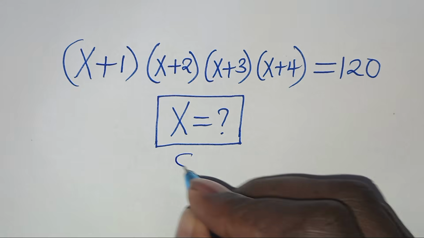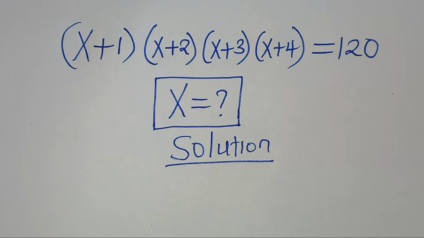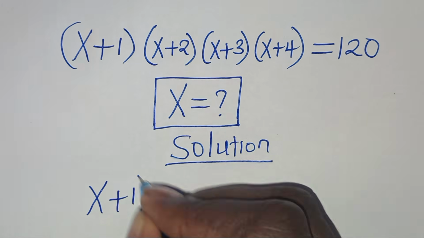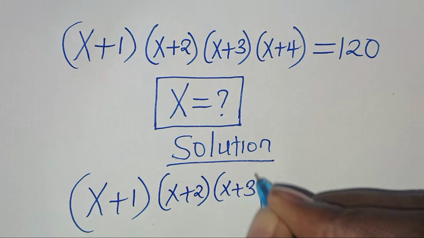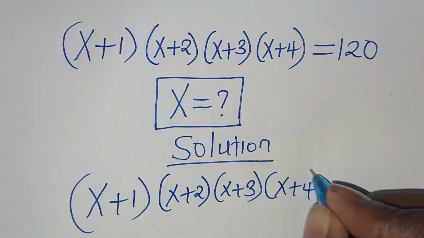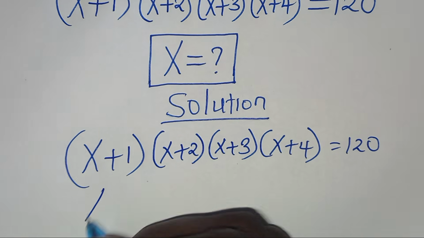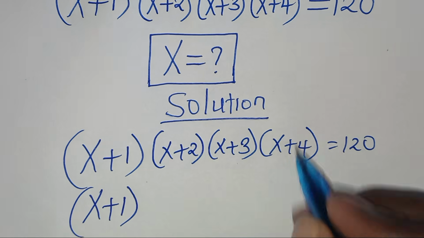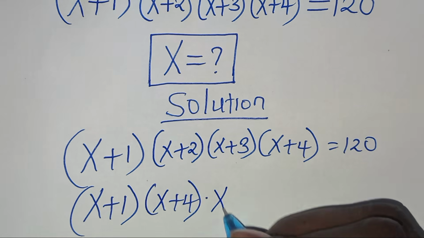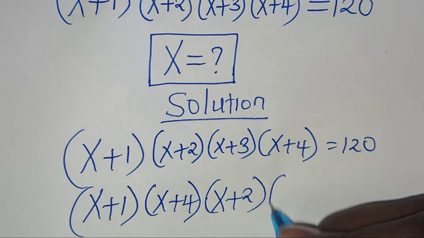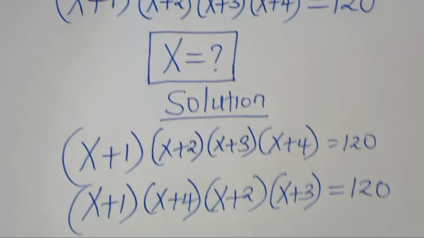Now let's provide a solution from here. Now we have (x+1) multiplied by (x+2) multiplied by (x+3) multiplied by (x+4). This is equal to 120. So the first step is to multiply (x+1) with (x+4), then multiplied by (x+2), then multiplied by (x+3). This is equal to 120.